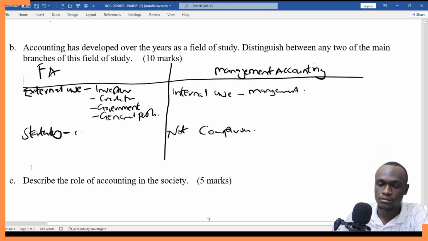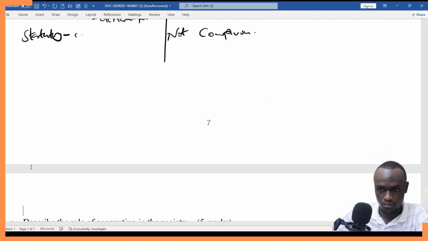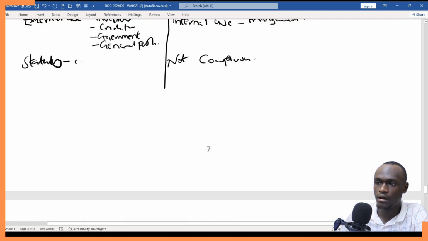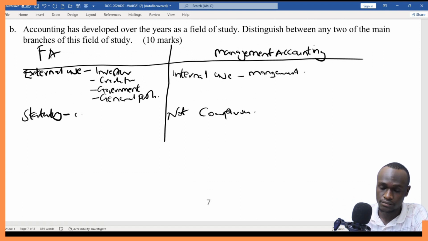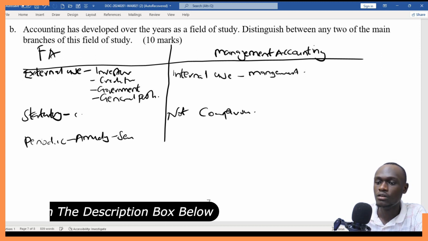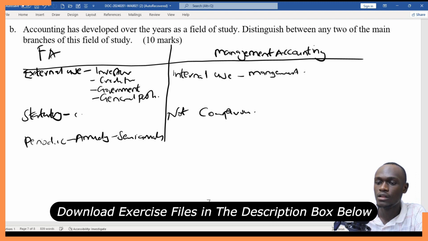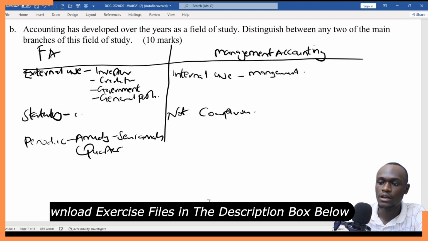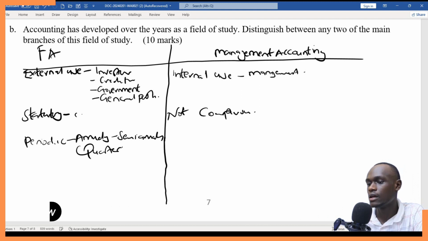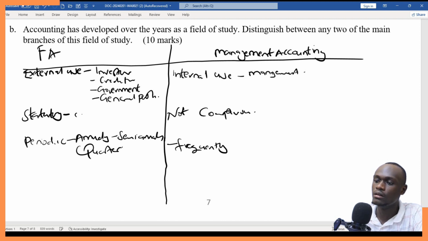Another difference between the two is that financial accounting is done periodically. It is periodic. This means that financial reports are prepared either annually or semi-annually or even quarterly. But management accounting reports are prepared frequently.